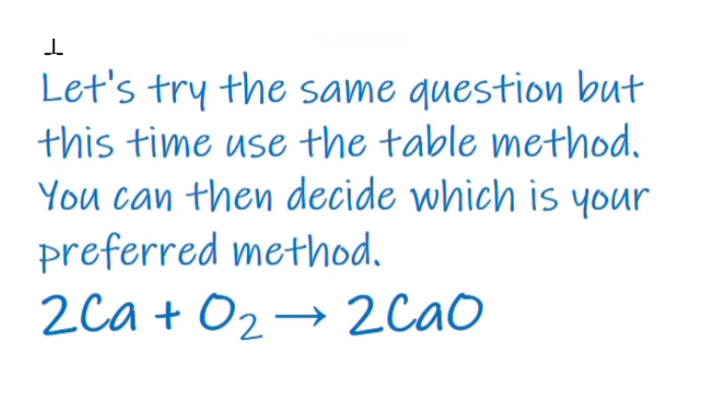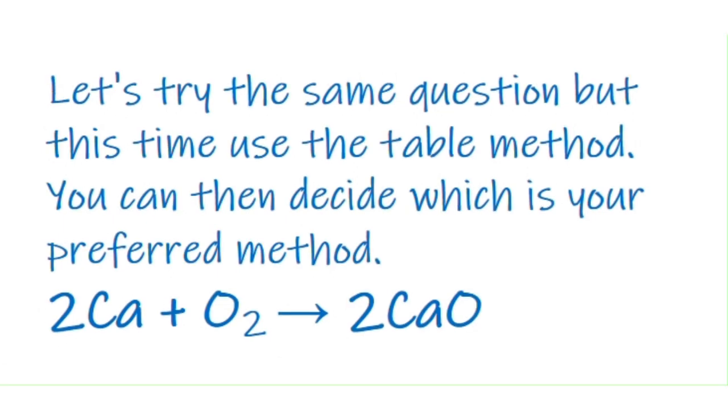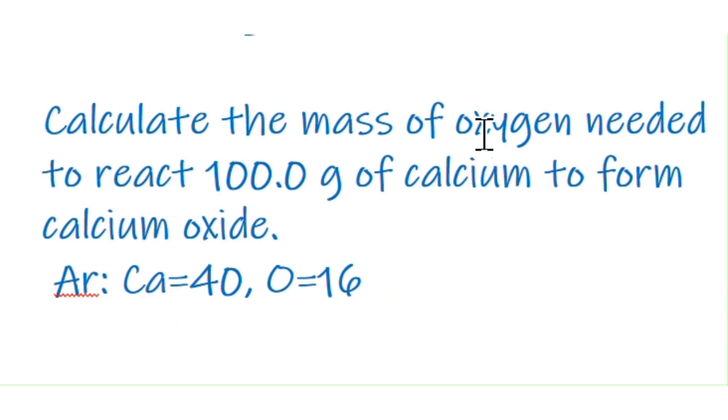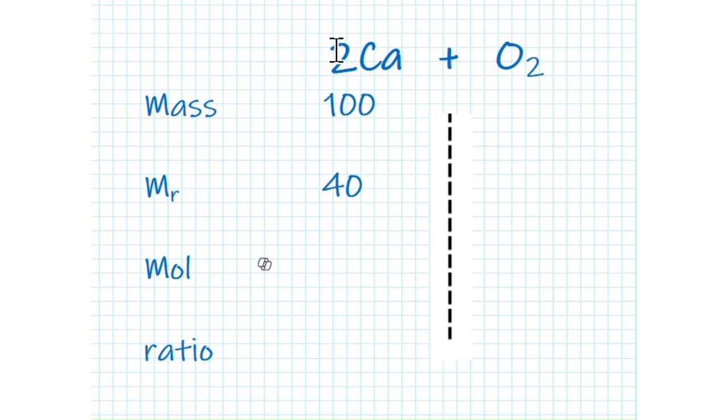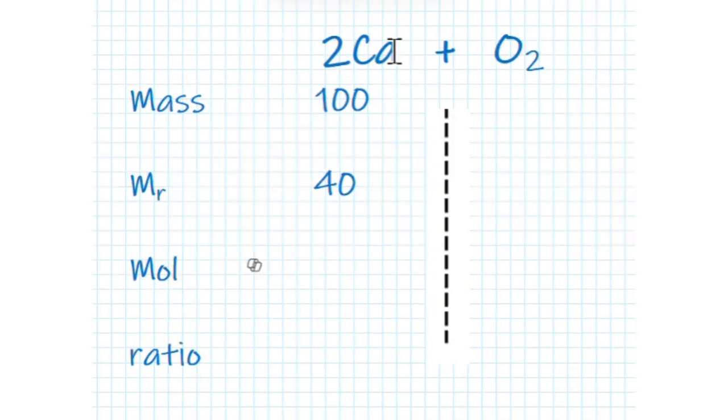So we'll try the same question, but this time we'll use the table method, and then you can decide which is your preferred method. So here's the equation, 2Ca plus O2 goes to 2CaO. Remind you of the question: calculate the mass of oxygen needed to react with 100 grams of calcium to form calcium oxide. And you've got the ARs for calcium and oxygen there.